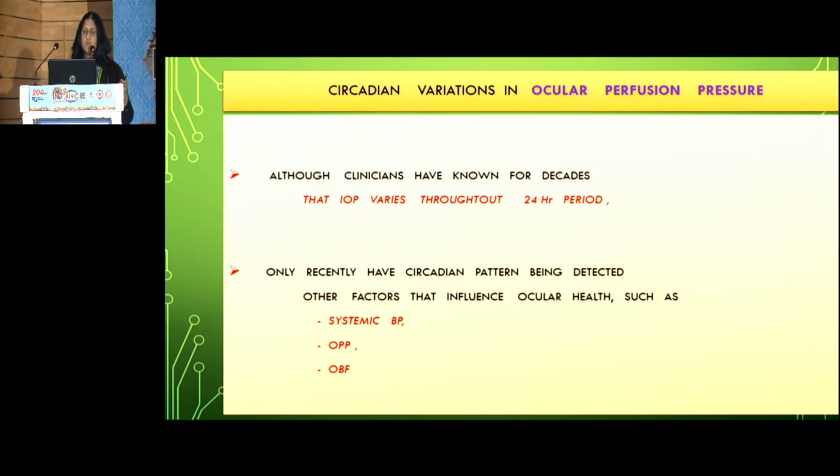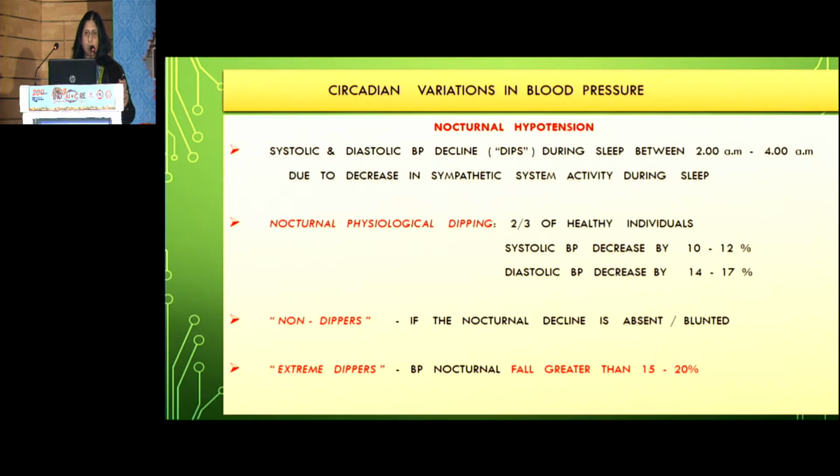So although clinicians have known for decades that IOP varies throughout the 24-hour period, only recently have circadian patterns been detected for other factors that influence ocular health, such as systemic blood pressure, ocular perfusion pressure, and ocular blood flow. Now, systolic and diastolic blood pressures decline or dip during sleep between 2 and 4 a.m. due to decrease in sympathetic system activity during sleep. Nocturnal physiological dipping is seen in 2/3 of healthy individuals, where systolic blood pressure decreases by 10 to 12% and diastolic by 14 to 17%.